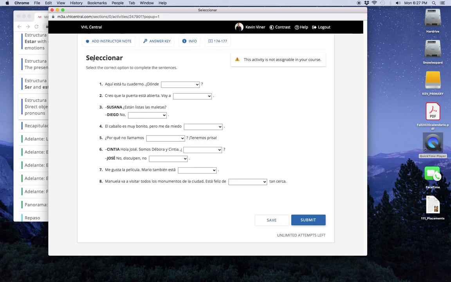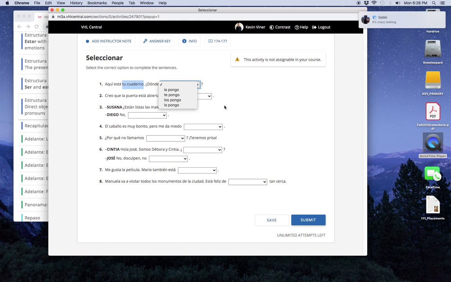So here we go. Here's our first activity. It's called seleccionar. It says select the correct option to complete the sentences. So we're practicing with these me, te, lo, la, etc. Right? So it says aquí está tu cuaderno. So the word that we want to replace is tu cuaderno. So it says, we can say dónde la pongo, dónde te pongo, dónde los pongo, dónde lo pongo. So go ahead and pause it.